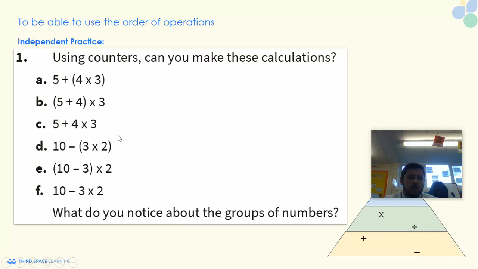So for question 1, you have 6 calculations to have a go at. If they've got brackets, do whatever's in the brackets first. If they've not got brackets, like C, we do the multiplication and then the addition or subtraction.